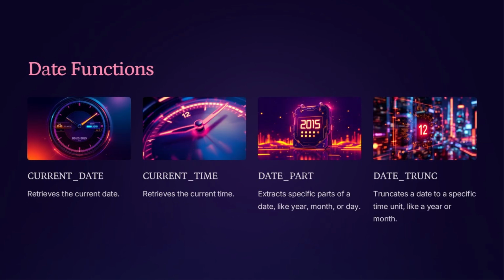The slide covers some common date functions in SQL. Current_date retrieves the current date. Current_time retrieves the current time. Date_part extracts specific parts of a date, like year, month, or day. Date_trunc truncates a date to a specific time unit, like a year or month. These functions are very useful for working with dates and times in your SQL queries and data processing. I'll briefly explain how each one works and give some example use cases.